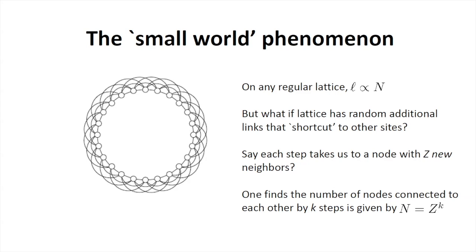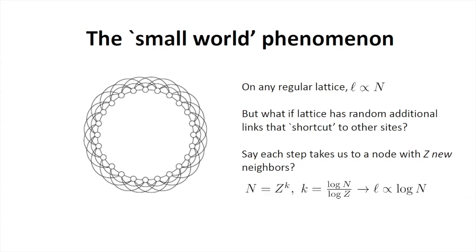But now what if I start putting in random shortcuts? Let me do that in such a way that at every k step, there are about z random shortcuts, randomly assigned. So if I make k steps, I now have z to the k shortcuts I have access to across the system. Very crudely, if k counts the number of hops I'm making at every step, then I obtain k by simply taking the log of both sides of this equation. And if k is roughly the number of steps I make, you quickly see that the average number of steps goes like log n and not n.